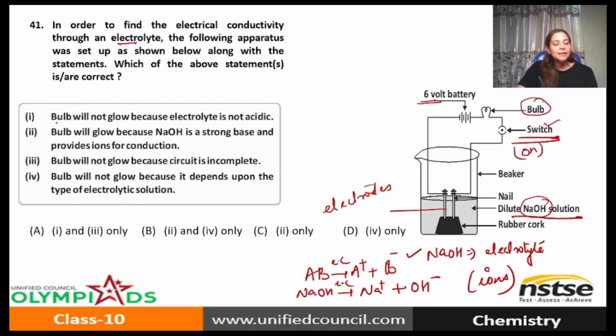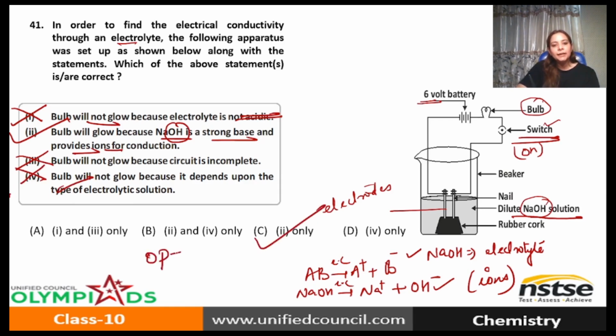Now the first statement says the bulb will not glow because the electrolyte is not acidic. False. The bulb will glow in this case. The electrolyte is not an acid, it's a base because it is NaOH. The bulb will glow because NaOH is a strong base and provides ions also. Correct. See, it has OH and it gives ions also, that we discussed. The bulb will not glow because the circuit is incomplete. No, the circuit is completed. The bulb will not glow because it depends upon the type of the electrolytic solution. Wrong. So which statement is correct here? Option C. That means only statement 2 is correct.